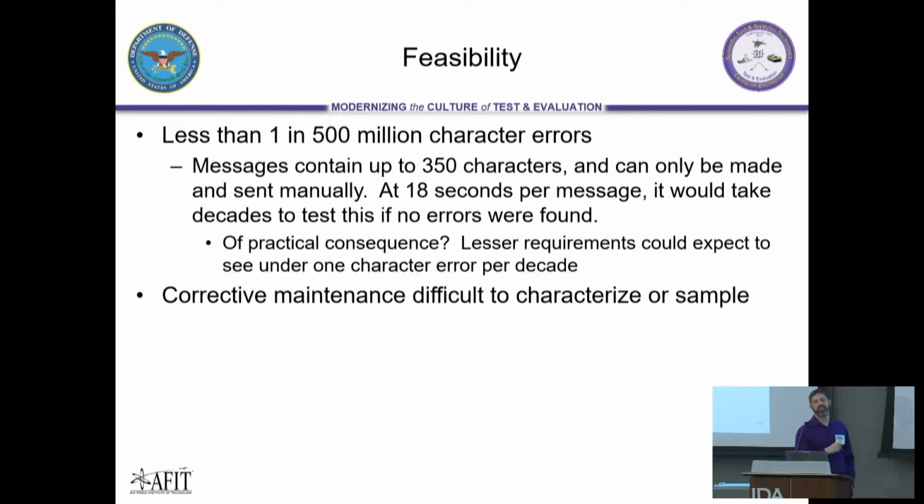So let's take a look at this. Less than 1 in 500 million character errors. Let's say there can be up to 350 characters in a message, and we can send 3 per minute. It takes literally decades to test that, to say that it meets the requirements. Now, you might be able to say it fails much faster than that, but that's not what we're expecting when we're testing the system.